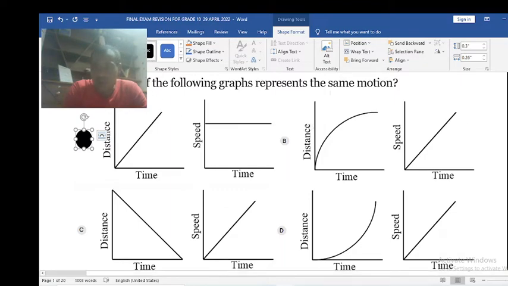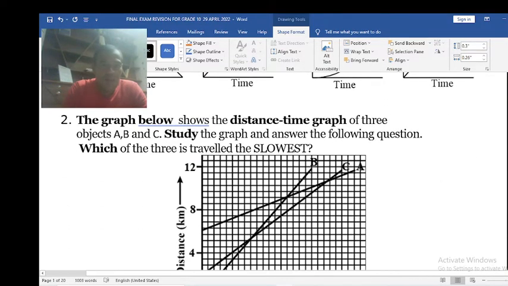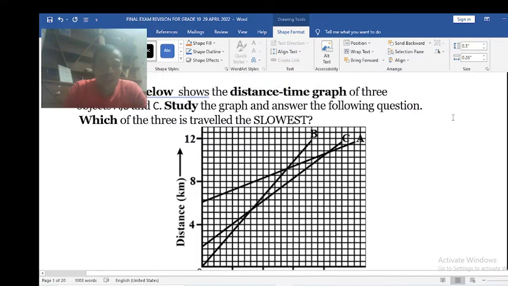For the next question, the graph below shows the distance time graph of 3 objects A, B and C. The question is to study the graph and answer the following questions. Which of the 3 graphs, A or B or C, traveled the slowest? You can see the graph of B traveled the fastest because it has the greatest slope, or greatest gradient.